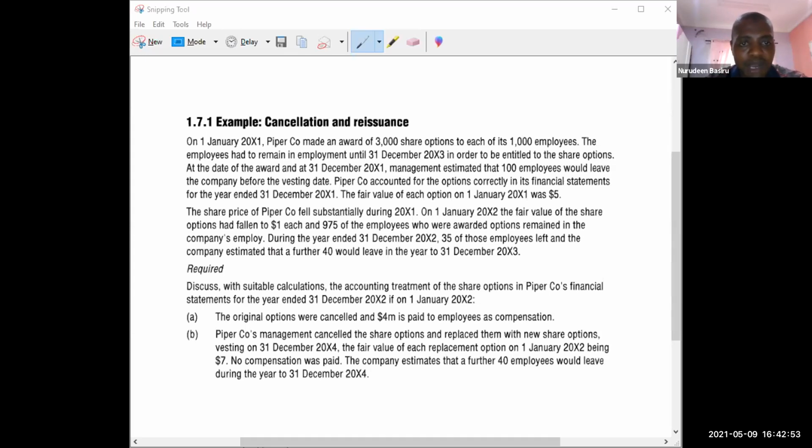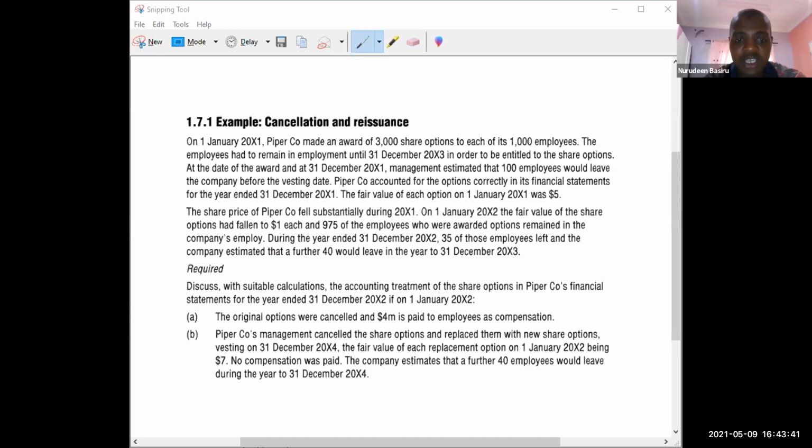The share price of Piper Co. fell substantially during 2021. On 1st January 2022, the fair value of the share option had fallen to $1 each, and 975 of the employees who were awarded options remain in the company's employ. During the year ended 31st December 2022, 35 of those employees left, and the company estimated that a further 40 would leave in the year to 31st December 2023. Required. Discuss with suitable calculation the accounting treatment of the share option in Piper Co.